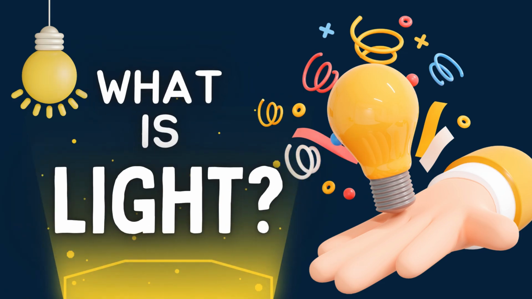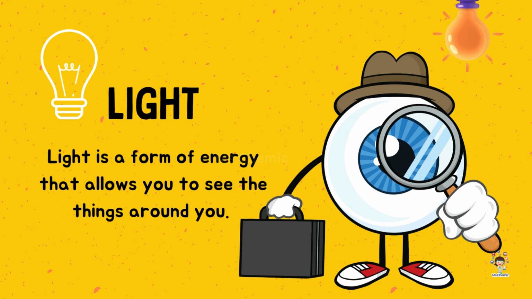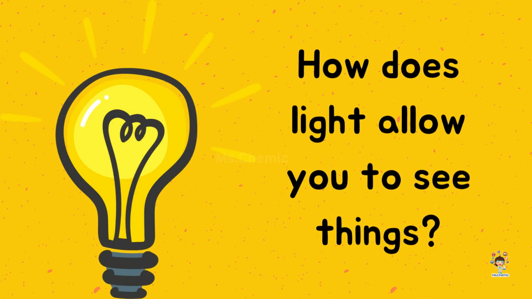What is light? Light is a form of energy that allows you to see the things around you. How does light allow you to see things?